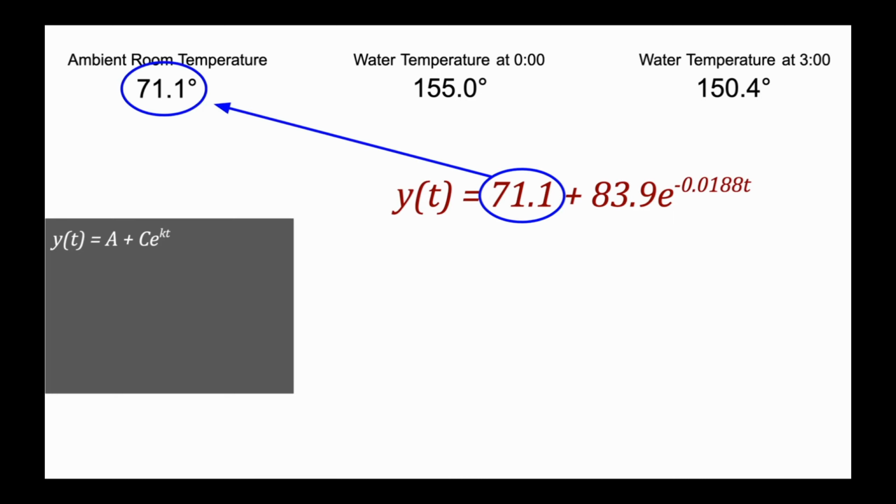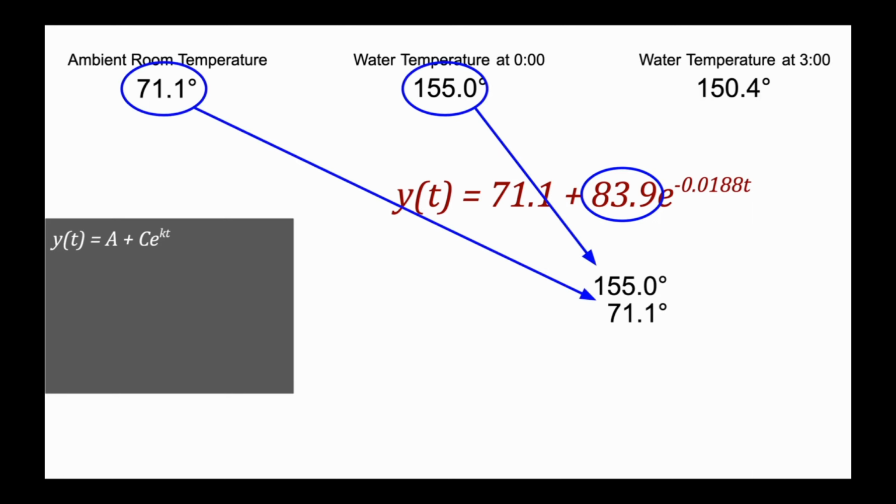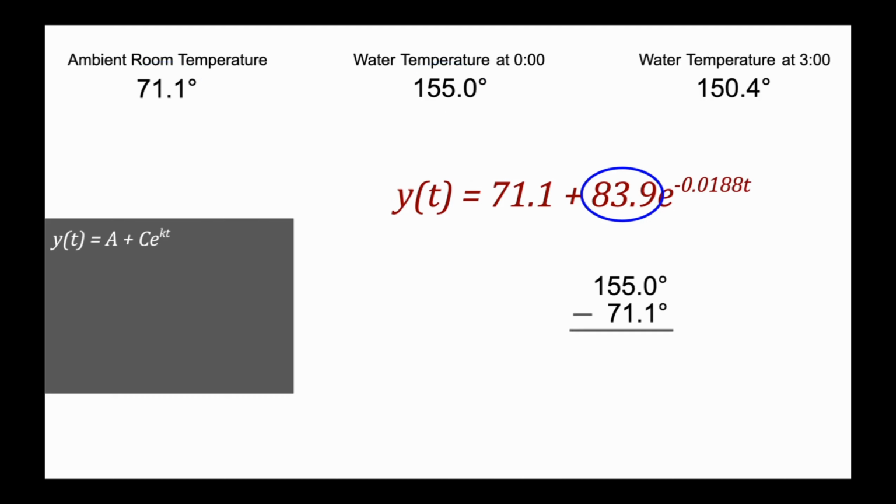I recognize one of the numbers that you just read off in that function, 71.1. That was the ambient temperature of the room. But what were those other numbers in there? 83.9 is the difference between the initial temperature of the water and the ambient temperature in the room. So it's 155 minus 71.1, and we end up with 83.9. And then the remaining number is negative 0.0188. Well, that is called the heat transfer coefficient, and that is that constant of proportionality that is called out in Newton's law.